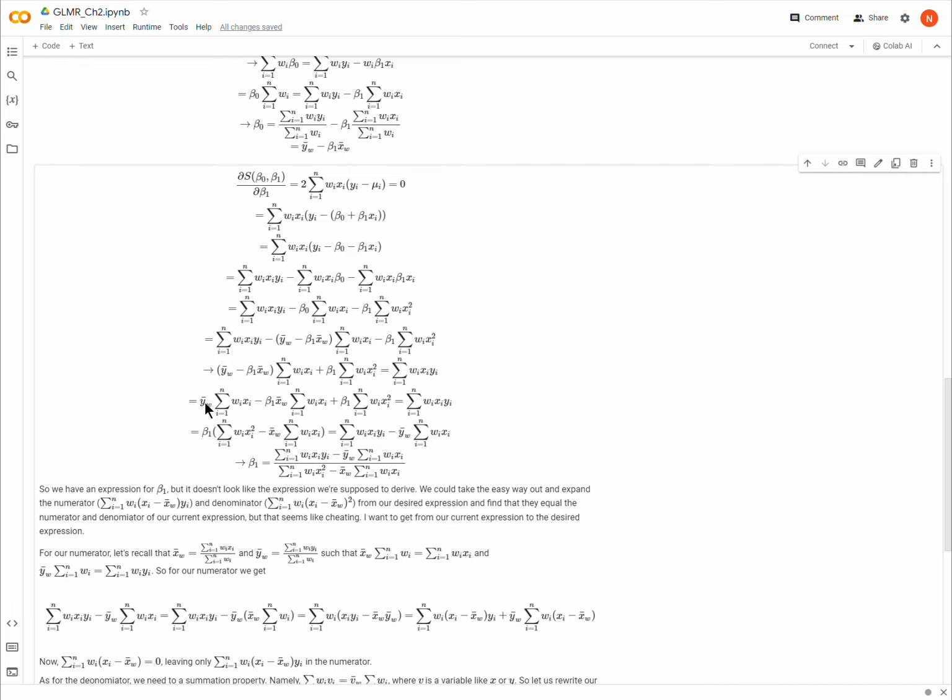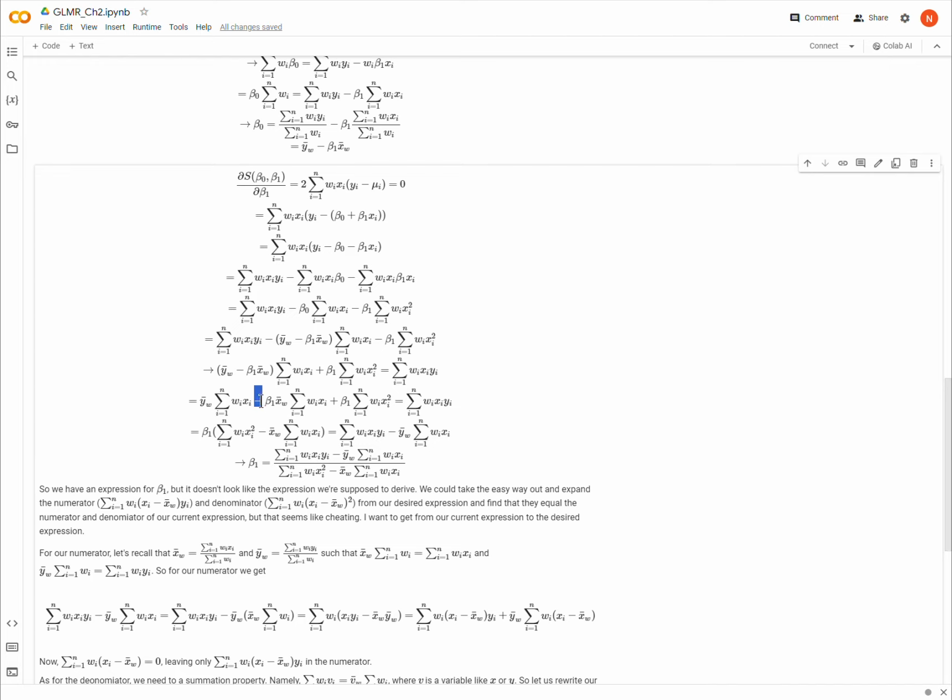Okay. So now I get y bar times the sum of wx, and then I get beta 1 x bar times the sum of wx, and then I have beta 1 times wx squared, and again, all of that equals this. Now, again, I'm trying to find an expression for beta 1, and I have two beta 1 terms here, so I'm just going to compile all of this together. So I get beta 1 times this guy, minus this guy.